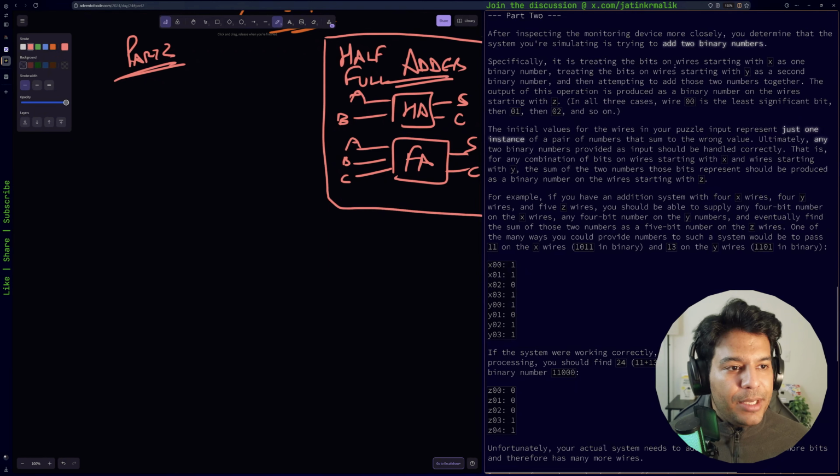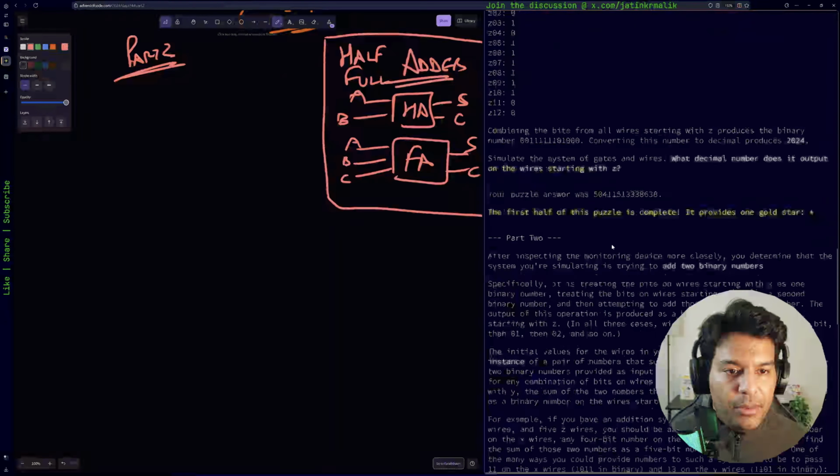Specifically, it is treating the bits on the wires starting with X as one binary number and treating the bits on the wires starting with Y as a second binary number, and then attempting to add those two numbers together. The output of this operation is produced as a binary number on the wires starting with Z. In all three cases, the 00 is the least significant bit and then 0.